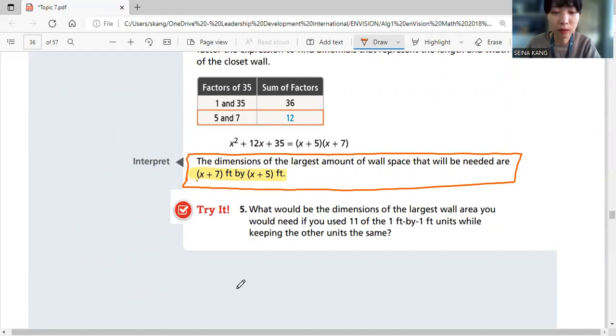So pause the video, see if you can figure it out by yourself, factor it out, and interpret, come up with a solution at the end.